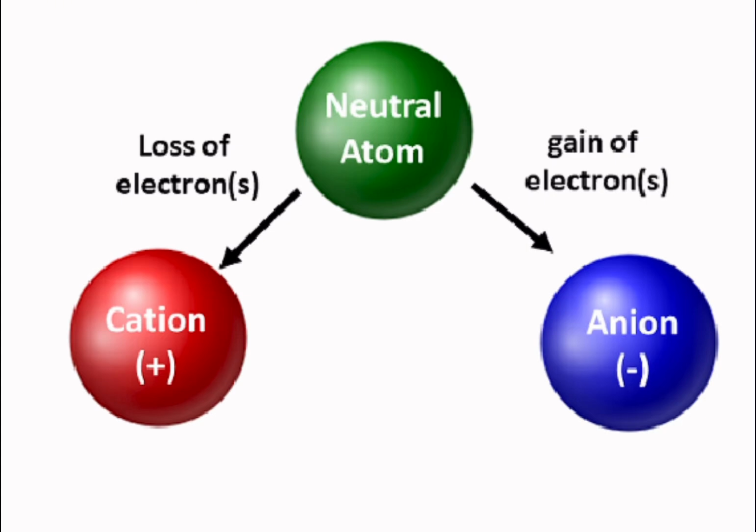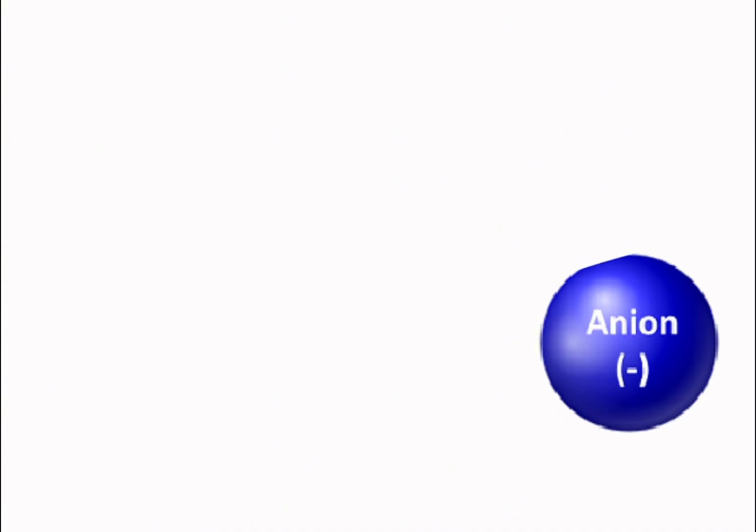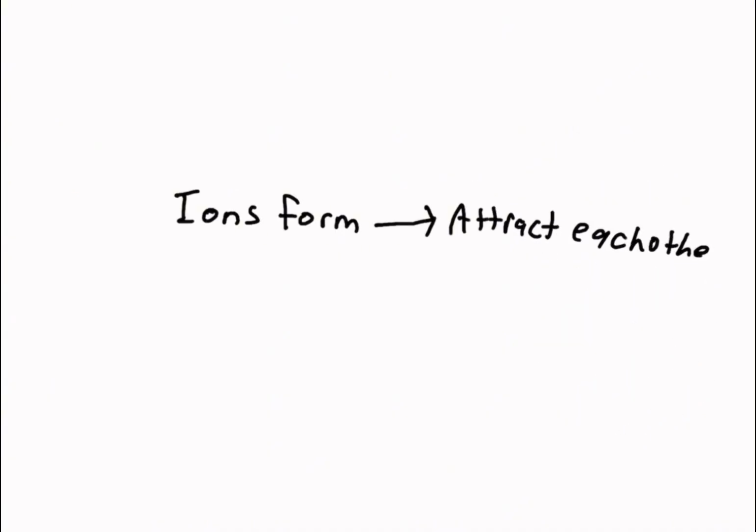These charges are not random. The charge of each ion is predictable using the element's position on the periodic table. Once ions form, they attract each other due to Coulomb's law, which states that opposite charges attract and like charges repel. This attraction is very strong because it involves full electrical charges, not partial charges.